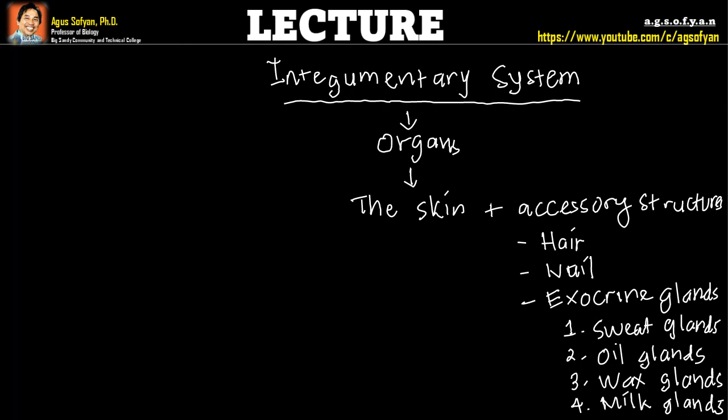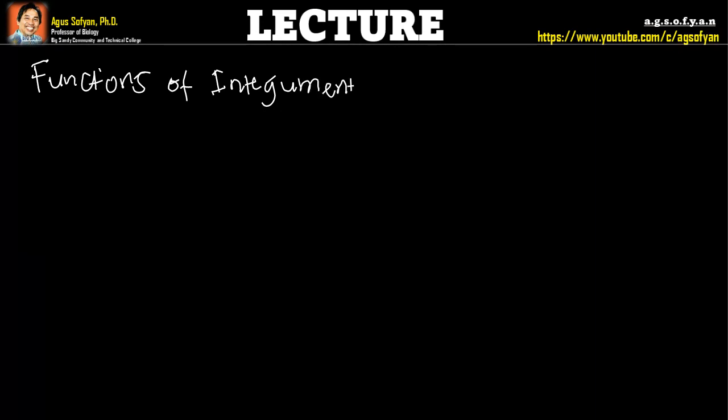Now, what are the functions of this integumentary system? Because this is only one organ, these are actually also the functions of the skin. Skin is the largest organ in the human body. So what are the functions of the skin?